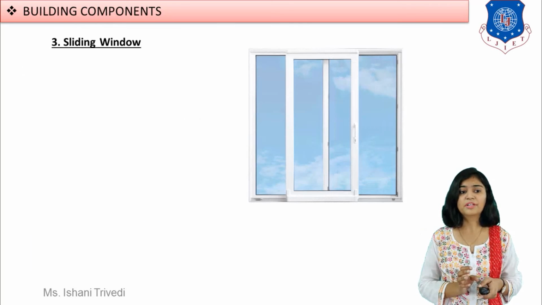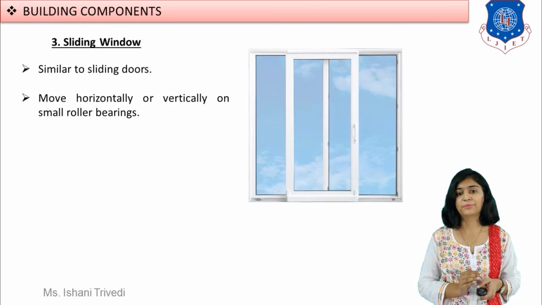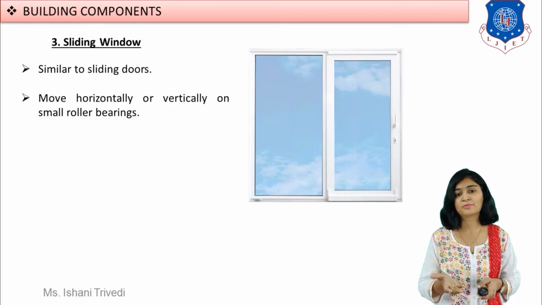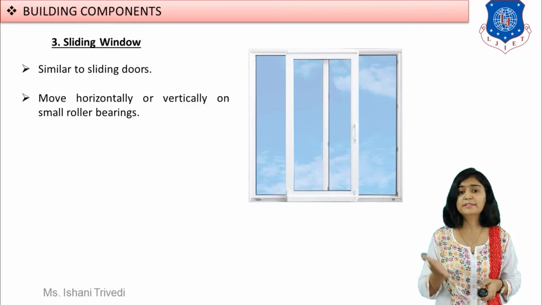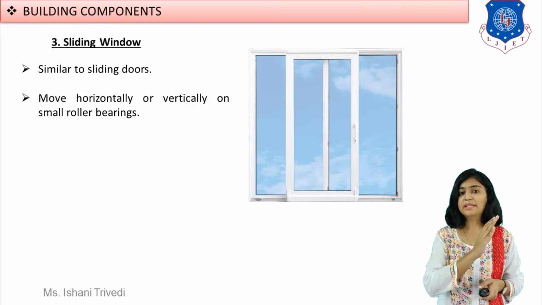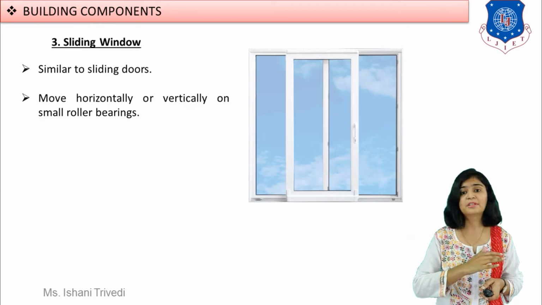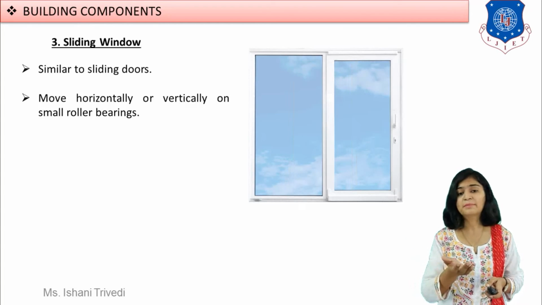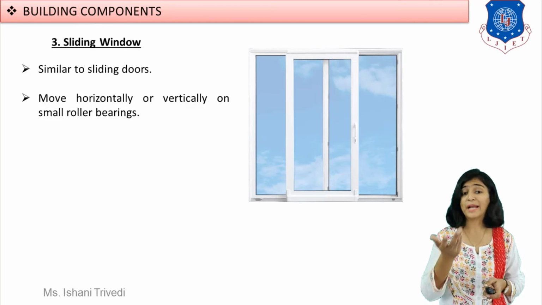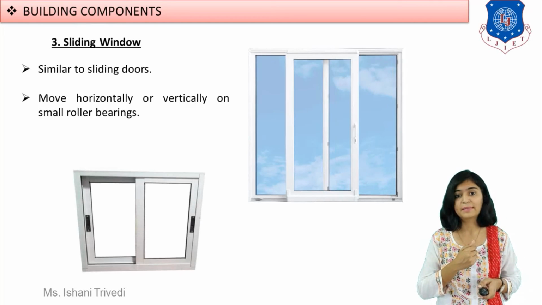Next we are moving forward to the third type of window, that is the sliding window. Now you know what a sliding window is. It means the shutters will be sliding. It can be transparent, it can be translucent. Sometimes opaque glasses are also available. You would have seen that for privacy purposes, opaque glasses with lots of designs are also available.